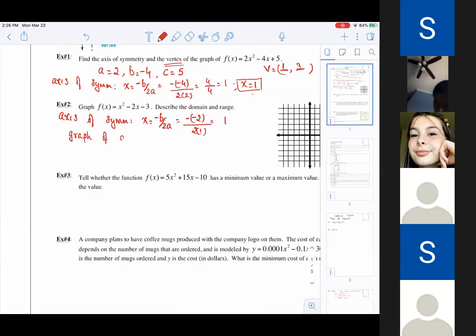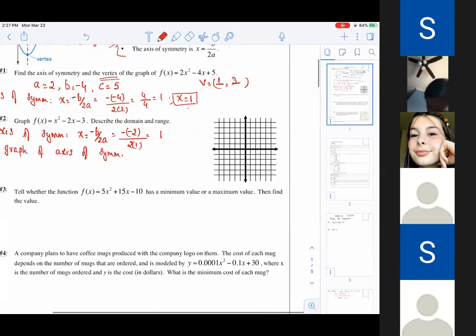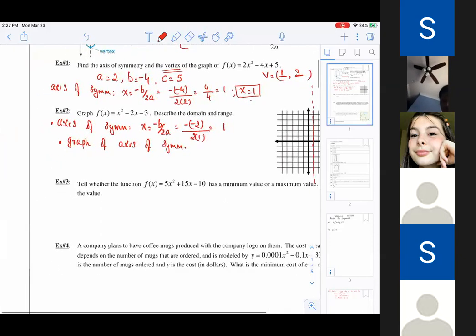Graph the axis of symmetry here. And for the axis of symmetry, we normally use a dashed line. So I'm going to use a dashed line for the axis of symmetry. Okay, that's your axis of symmetry. Next, we are going to find the vertex.